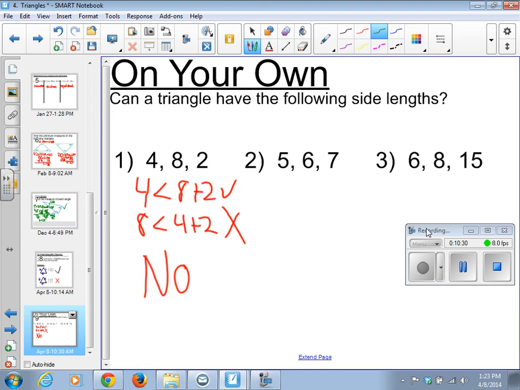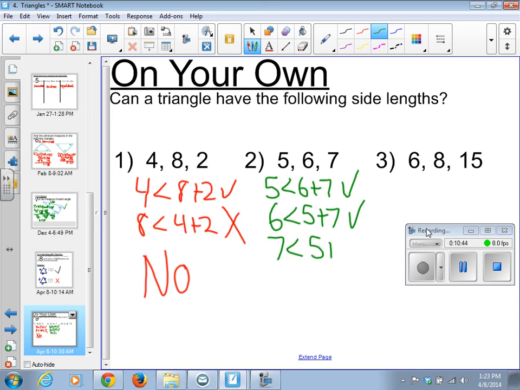Moving on. Is 5 less than 6 plus 7? Sure is. Checks out. Is 6 less than 5 plus 7? Absolutely. Is 7 less than 5 plus 6? Yes, it is. This one is a triangle.